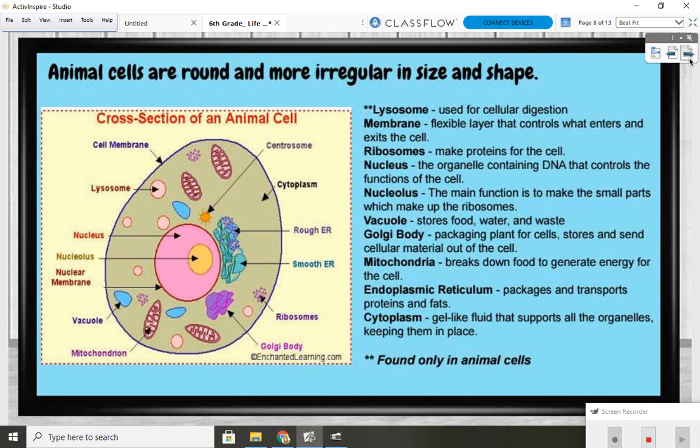The Golgi bodies is a packaging plant for cells. It stores and sends cellular material out of the cell. The mitochondria breaks down food to generate energy for the cell. The endoplasmic reticulum packages and transports proteins and fats. And the cytoplasm is a gel-like fluid that supports all the organelles, keeping them in place.